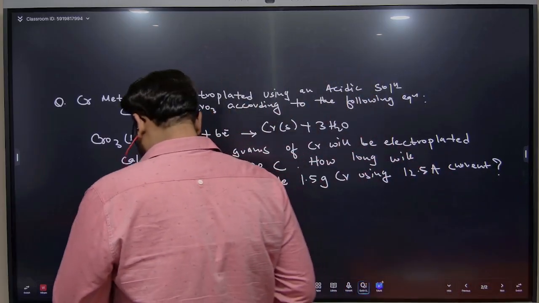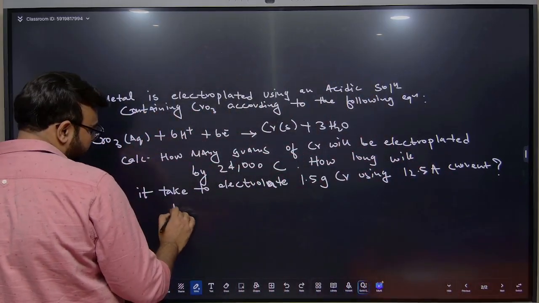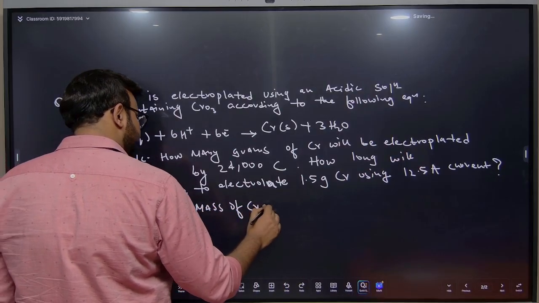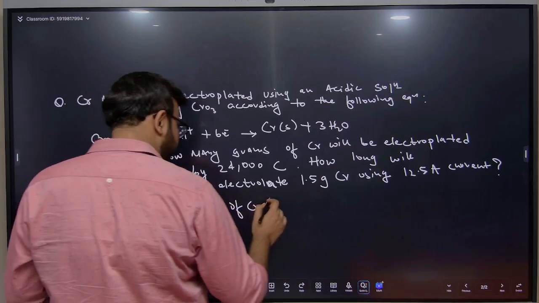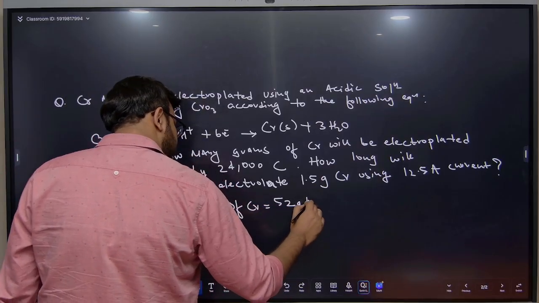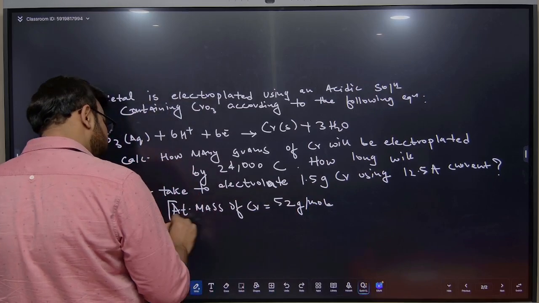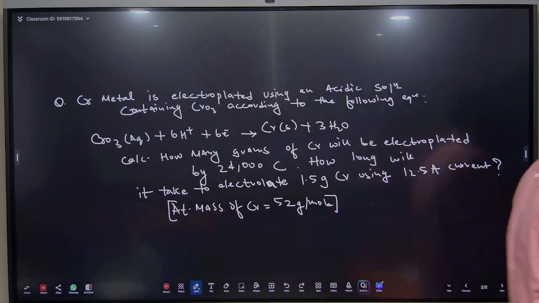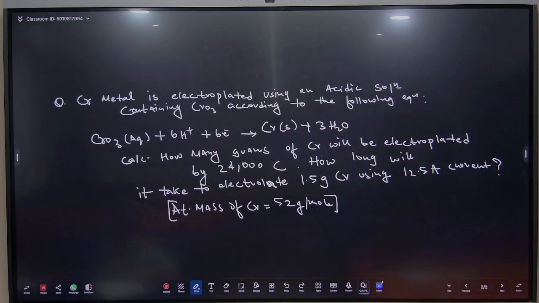And what's given, the atomic mass of chromium? They are telling you to use 52 gram per mole. So don't get scared, the question is big. Just focus on what is asked. You will be able to solve it. Guys, do this.